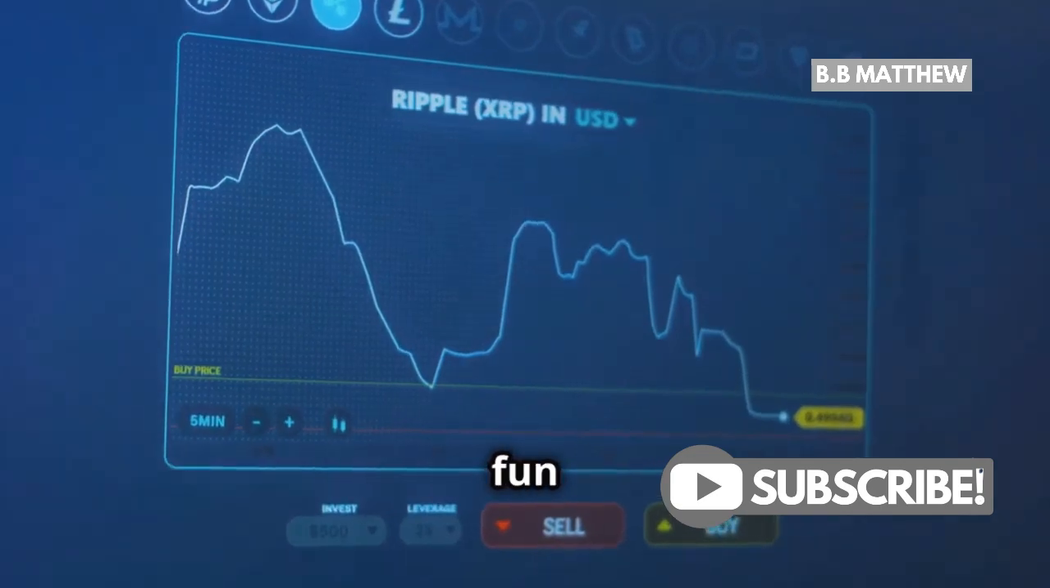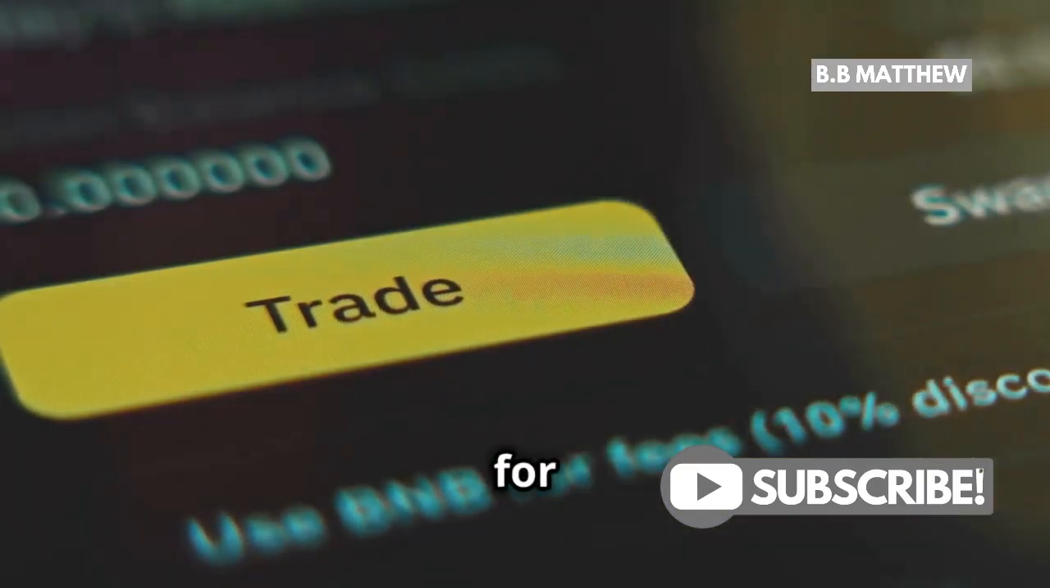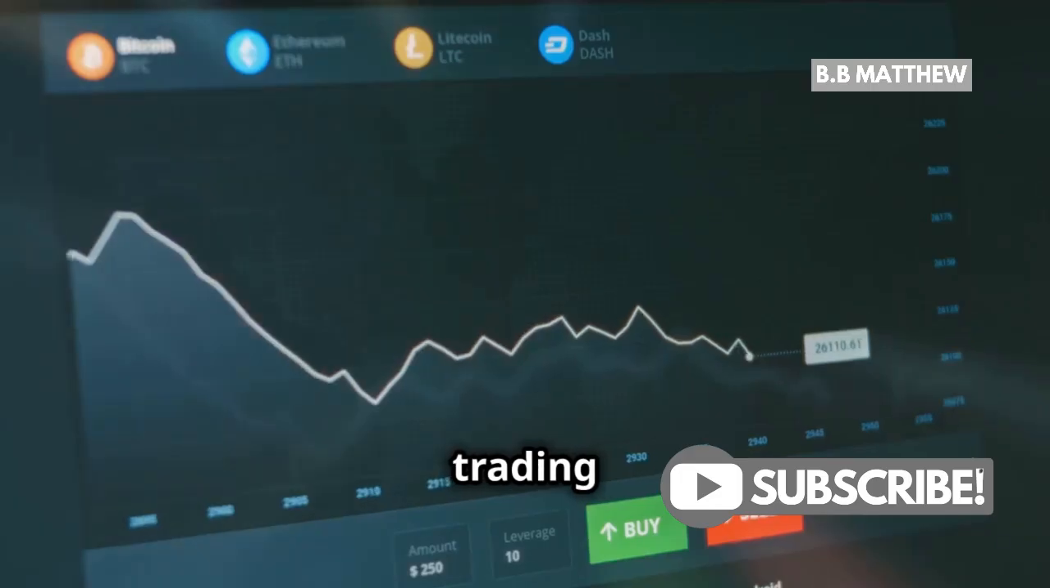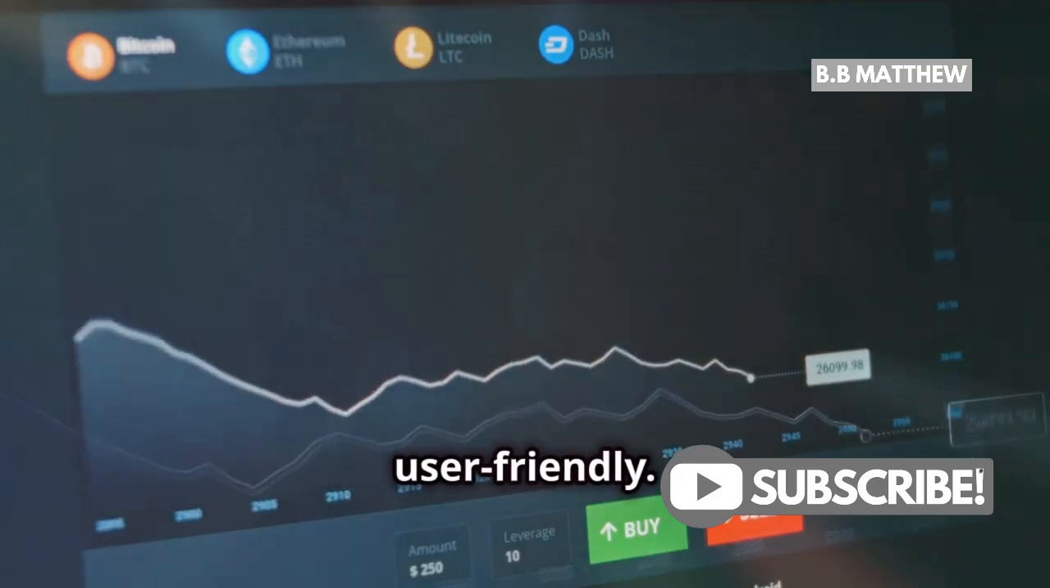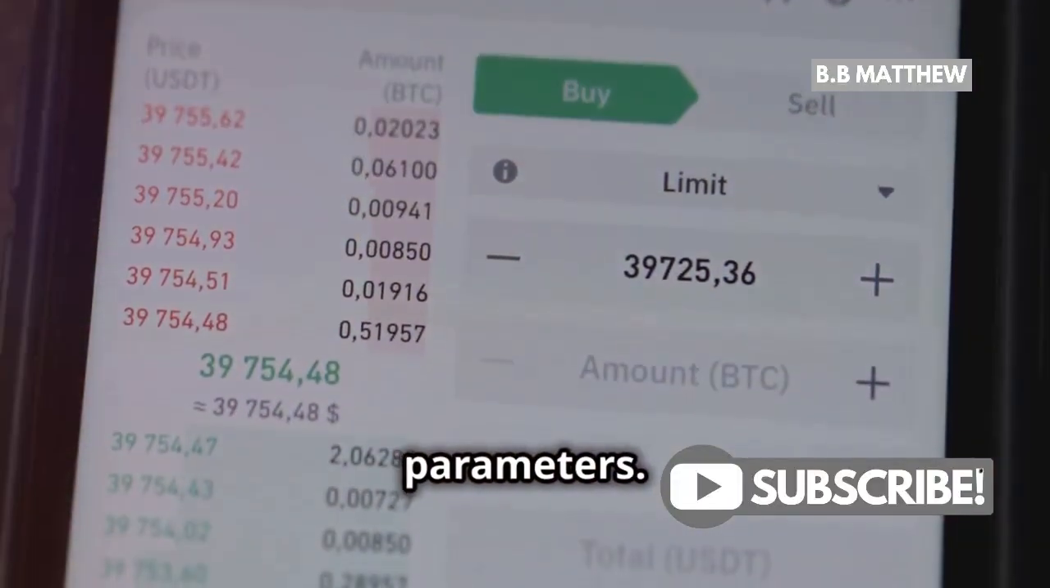Next, let's get to the fun part, trading XRP. Click on Trade at the bottom, search for the XRP USDT trading pair, and select it. You'll see the trading interface. Don't worry, it's user-friendly. Look for the Buy section. Here, you can set your trade parameters.